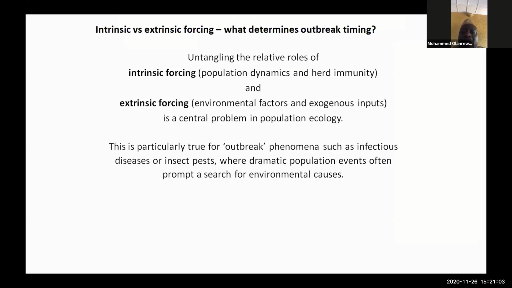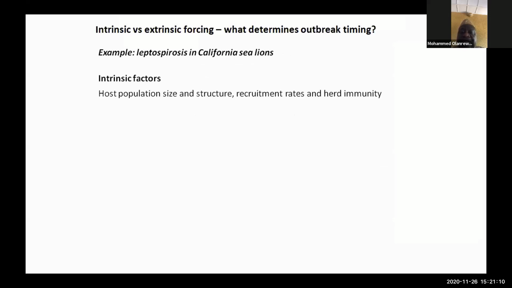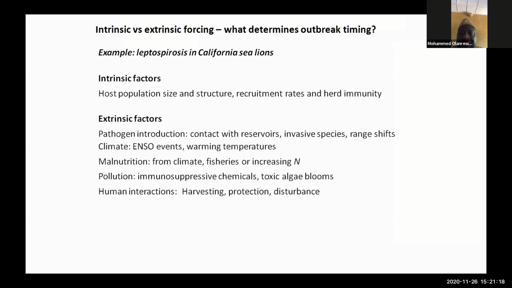So, untangling the relative role of intrinsic forcing and population dynamics. Next, if we look at an example here, what are those factors? Host population size and structure, recruitment rates, and herd immunity. These are the factors for the intrinsic.